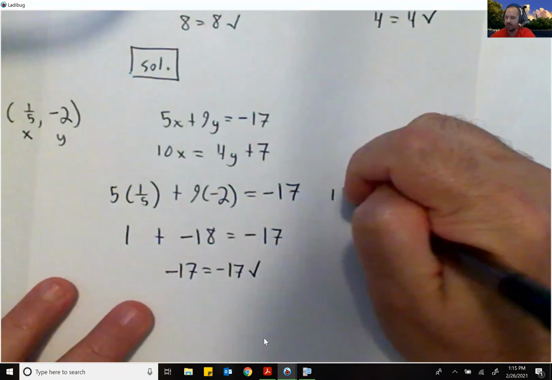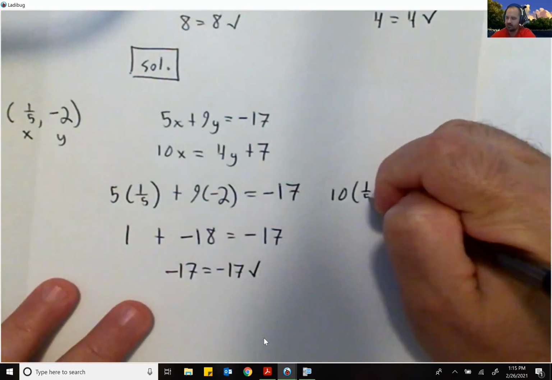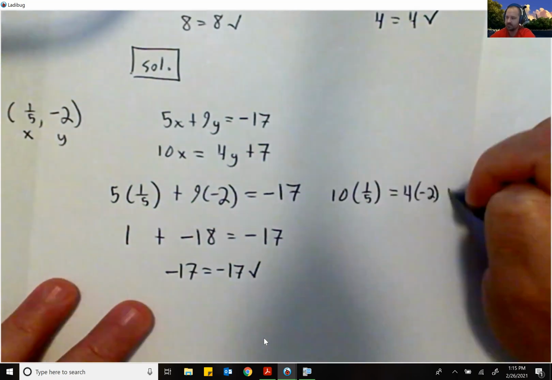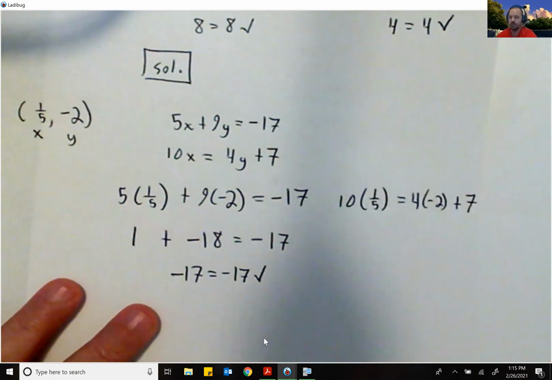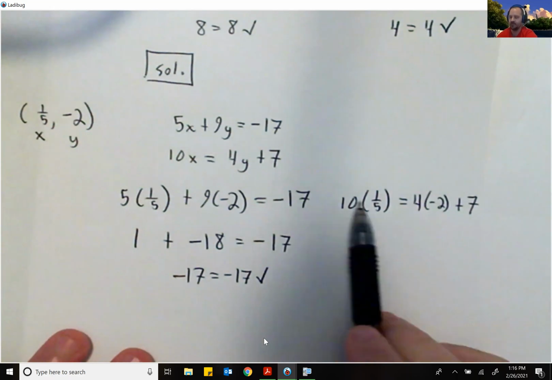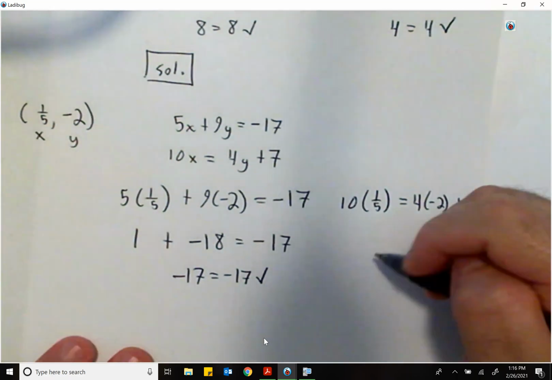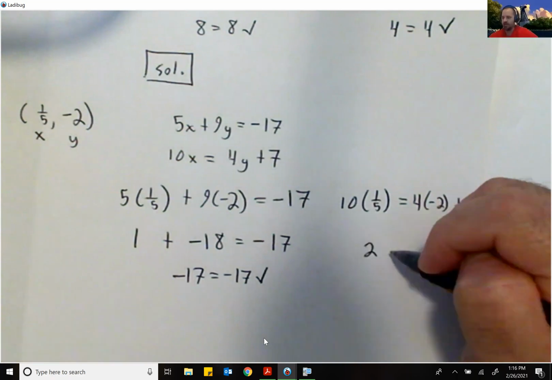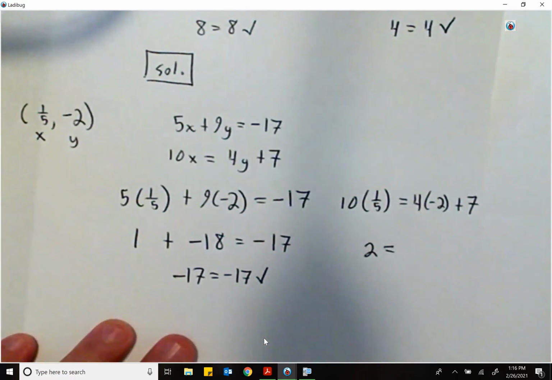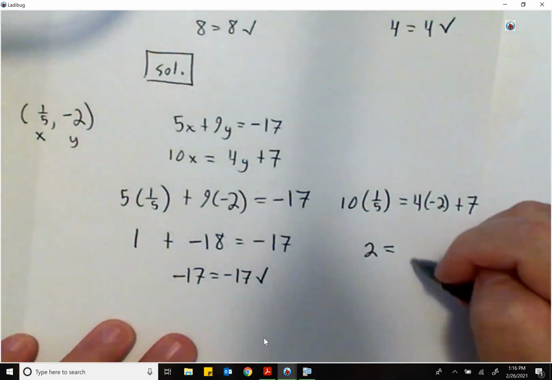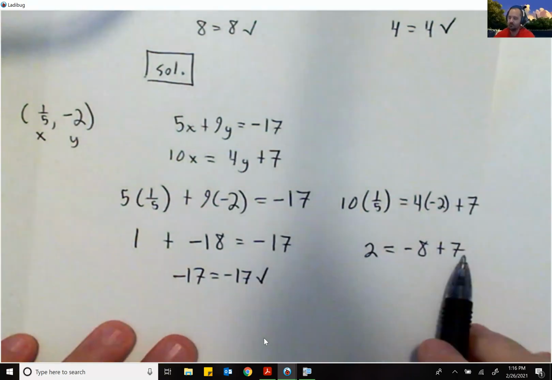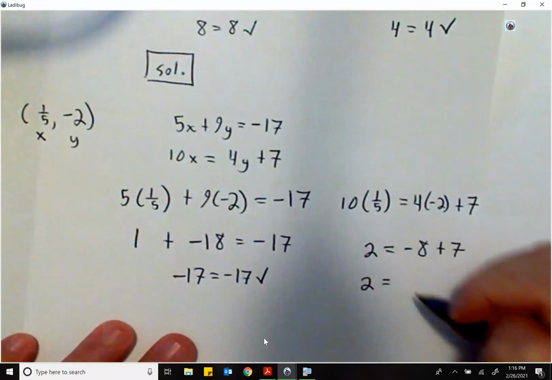We're going to take 10 times 1/5 equal to 4 times negative 2 plus 7. Again, you go to the calculator, just multiply that out. What is 10 times 1/5? 2. And then we've got 4 times negative 2, negative 8, plus 7. So what is negative 8 plus 7? Negative 1.